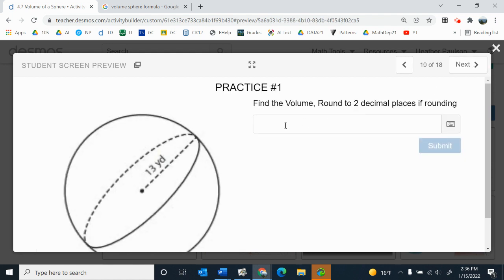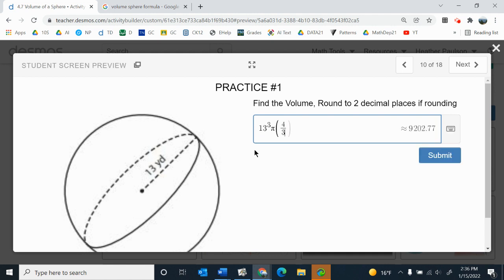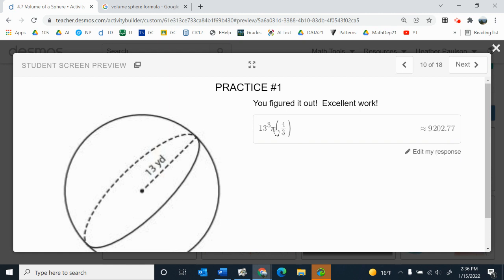Let's put these formulas to use. So this first one, the radius is 13. So we take 13 to the 3rd power, and then times pi, and then times 4 divided by 3. And notice that's 2 decimal places, and submit. Excellent, we figured it out.